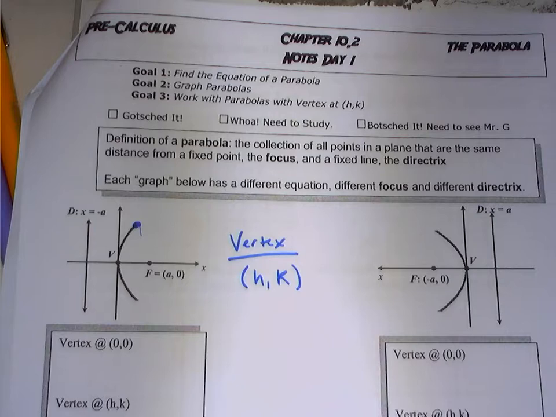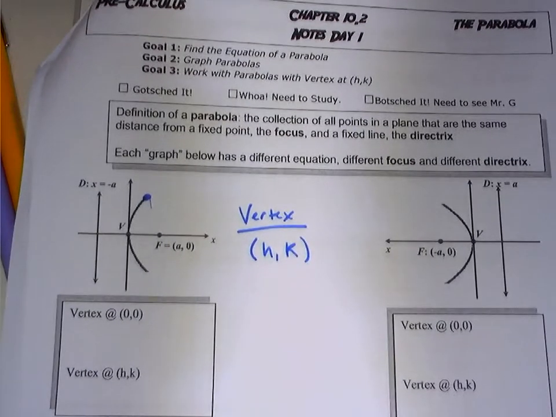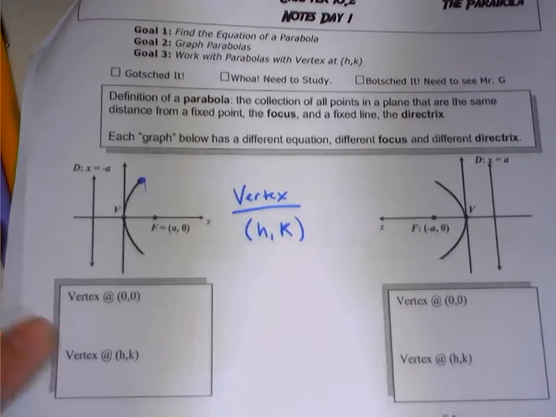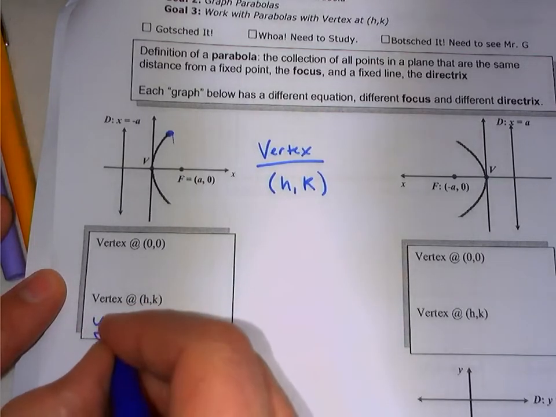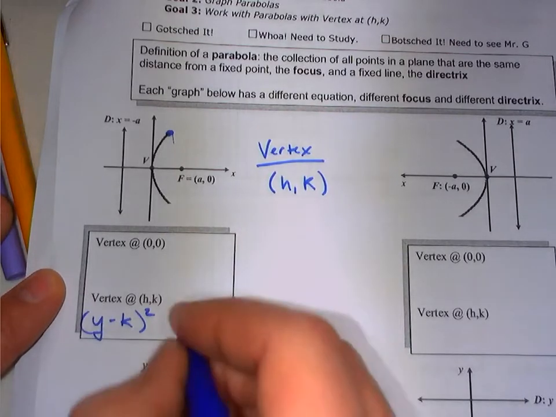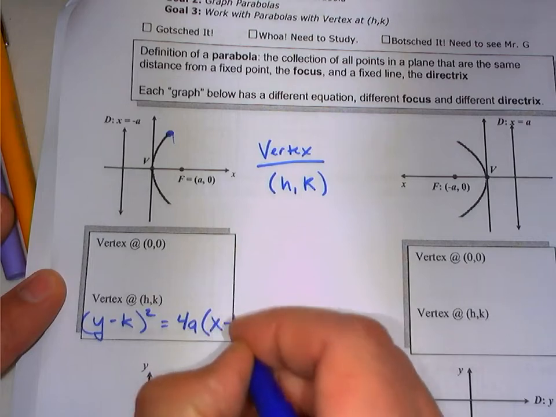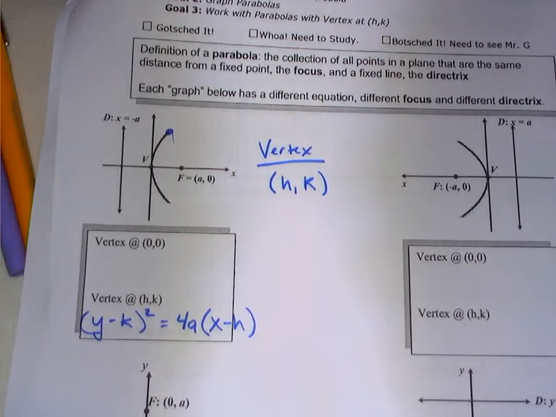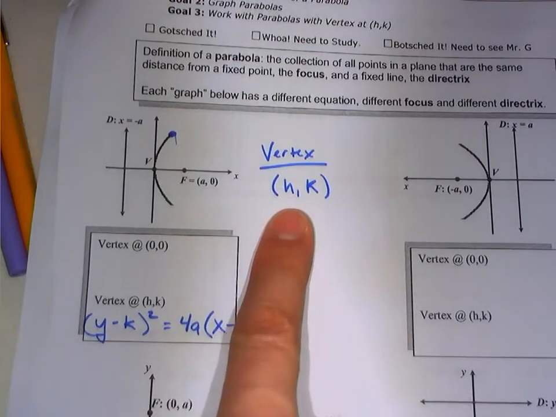Now, if we take a look at the first equation, you'll see that these guys open up, down, left, and right. The first one I have here is opening to the right. And the formula we're going to have is (y minus k) squared equals 4a times (x minus h). So we know h and k is our vertex.